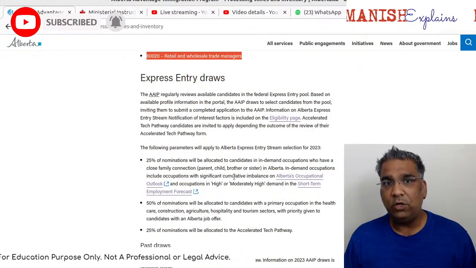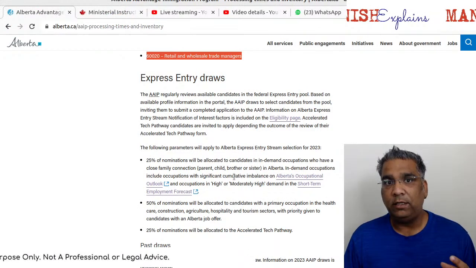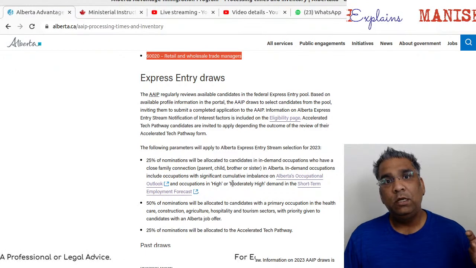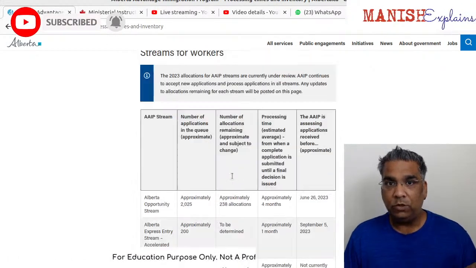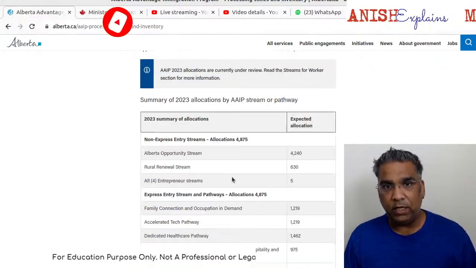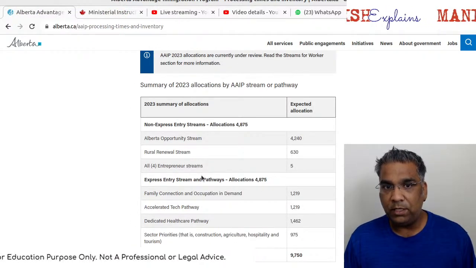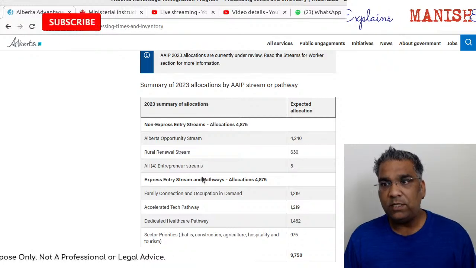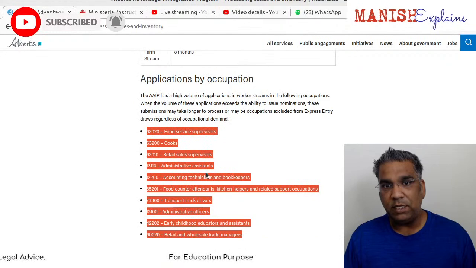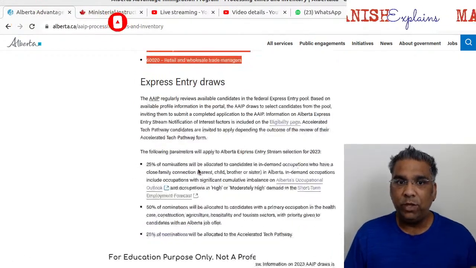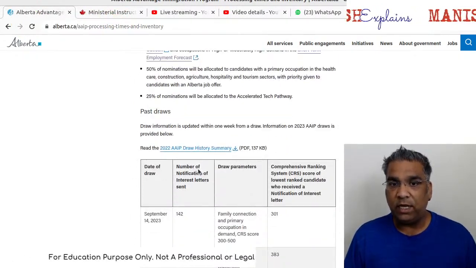This is a very similar draw to what happens with Express Entry. If you see here, there are two pools in AIP. There is a non-Express Entry pool, then there is an Express Entry pool. For the Express Entry pool, there is a draw done by AIP also, which specifies what NOC you have and how many applications they have issued.